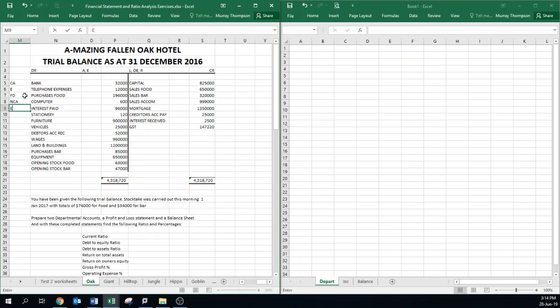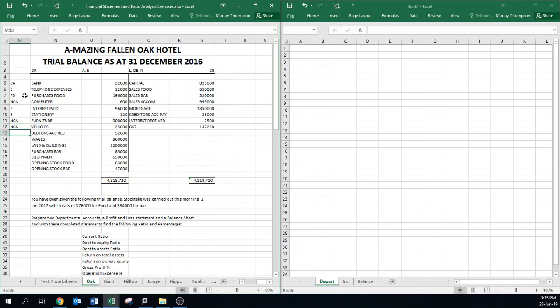Interest paid, that's an expense. Stationery, that's another expense, even though yes, you do have some at some points. Stationery definitely is an expense. Furniture, non-current asset. Vehicles, again, a non-current asset.